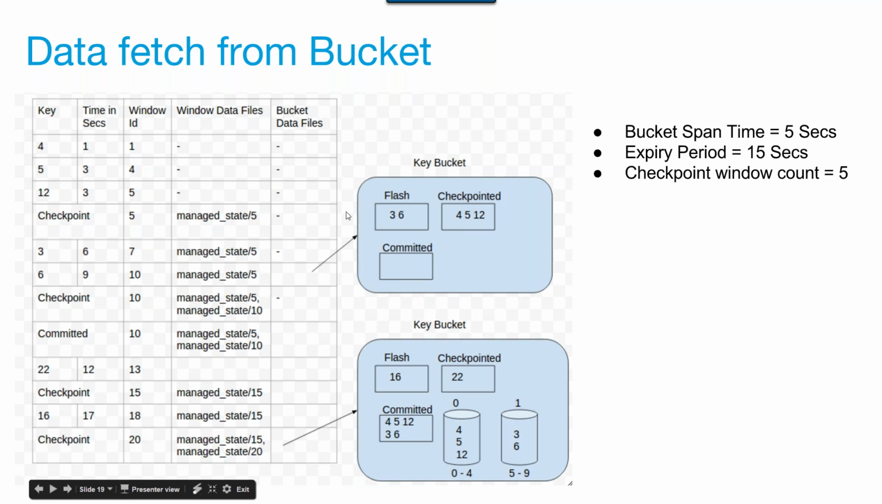For example, if you are searching for key 9, first it checks the flash. 9 is not present in the flash, so it checks the checkpointed segment. Here it is also not present. Then it checks the committed segment. The committed segment is empty. Then it looks into the time buckets. But there are no time buckets, so it returns null. This way, the fetching will happen.